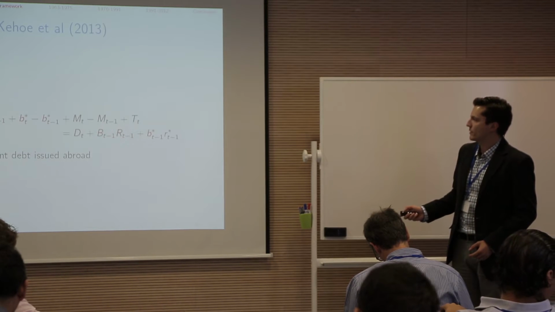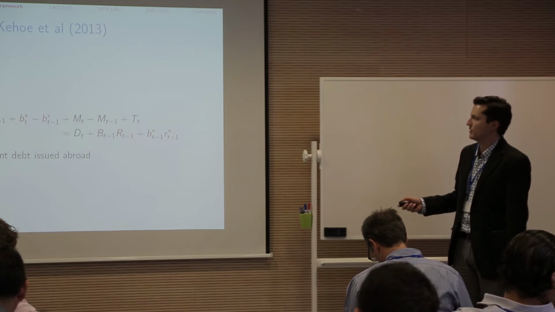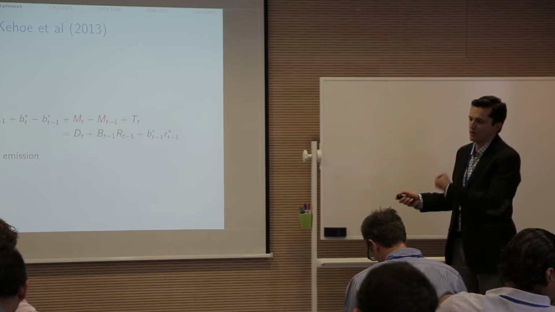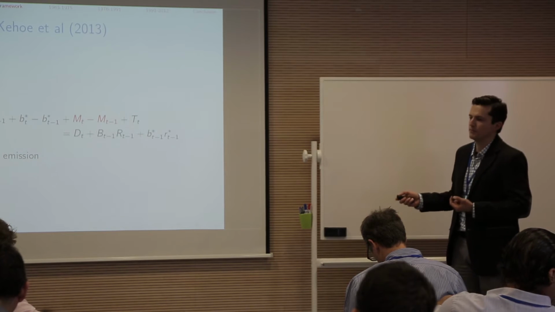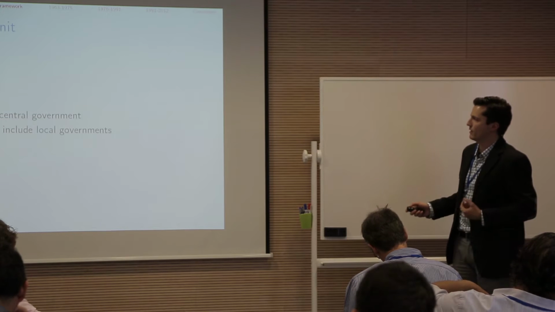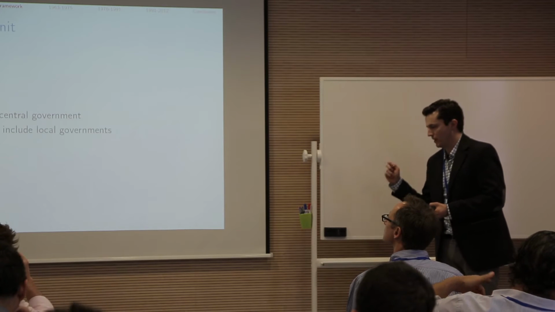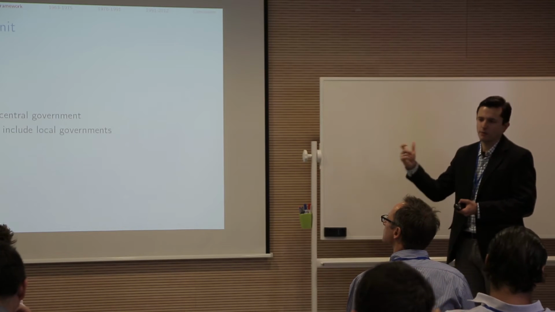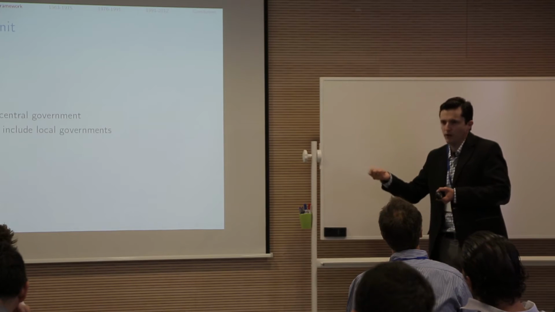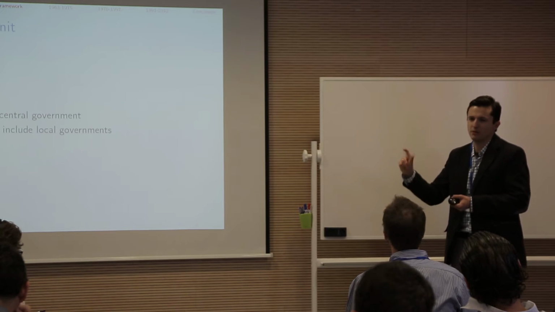So we're going to explain the deficit in terms of government debt issued domestically, government debt issued abroad, and monetary emission. And the transfers are going to be the residual of what we cannot account for. So the data I'm going to show is from the national central government. We don't include local governments, mainly due to data availability, but also because one of the biggest sources of revenue for local governments in Colombia is transfers from the national government. The local taxes don't account for much.